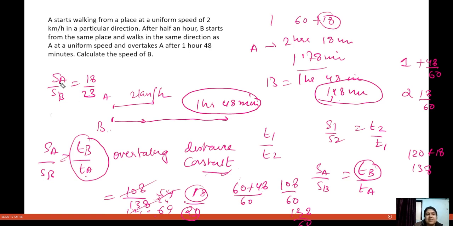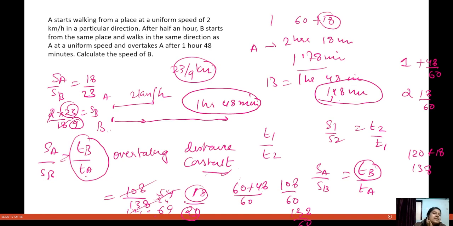So SA is 2, and you divide 2 into 23 by 18. So you get your SB, that is 23 by 9. This is in kilometers per hour, obviously. So this is how you do this kind of question. The speed of B is 23 by 9 kilometers per hour.